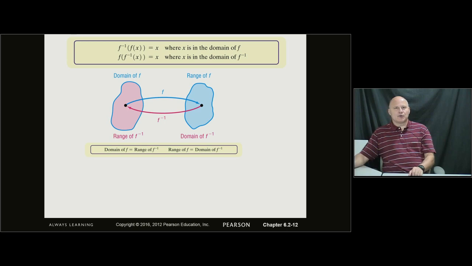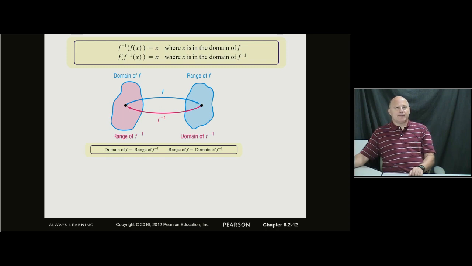Let's look at a picture of what's going on. See them? There's the picture. That describes it really well. Look at the pink. That's where you start. It goes to an element in the blue in the function. And then you apply the inverse. Where does it go back? To the same point in that domain.